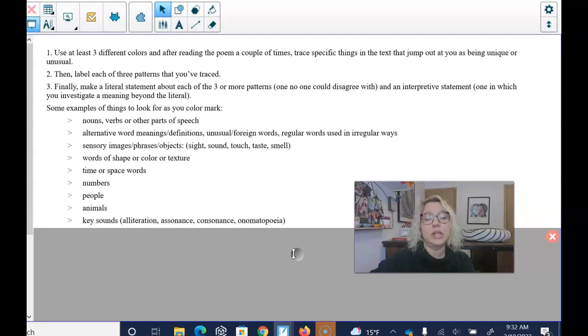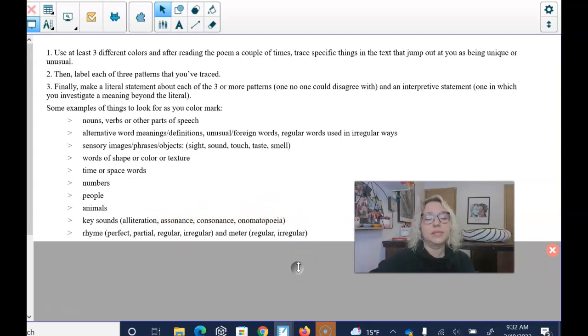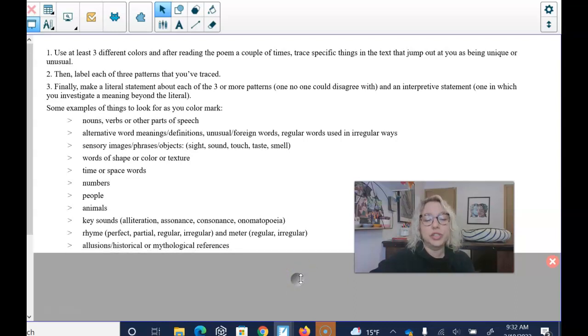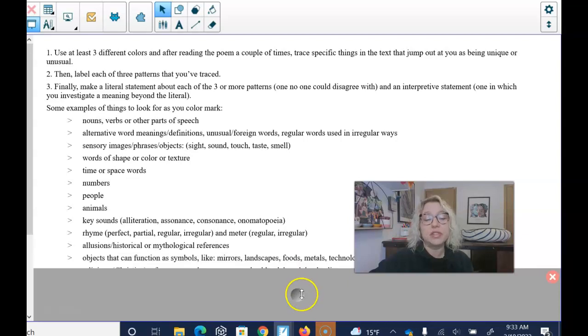Key sounds: alliteration, assonance, consonance, onomatopoeia. I don't think I defined consonance for you yet. Consonance is the repetition of consonant sounds anywhere in the word. Alliteration, remember, is all about the beginning of a word. So it has to be the same sound repeated at the beginning of a word. Assonance, vowel sounds repeating. Onomatopoeia, the word sounds like what it means. How about rhyme? How about meter?